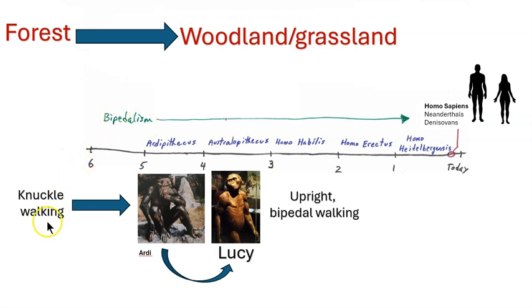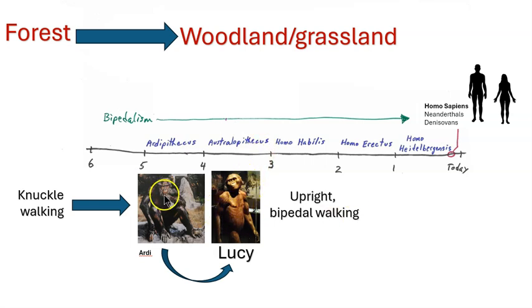And one of the key evolutionary innovations is bipedalism. This is the transition from an anatomy that allows you to do knuckle walking, so walking on all fours, to an upright bipedal walking anatomy. Notice the upright posture here, and Lucy, an Australopithecus, has a skeletal anatomy that permits this upright posture, and her feet are well adapted to walking.